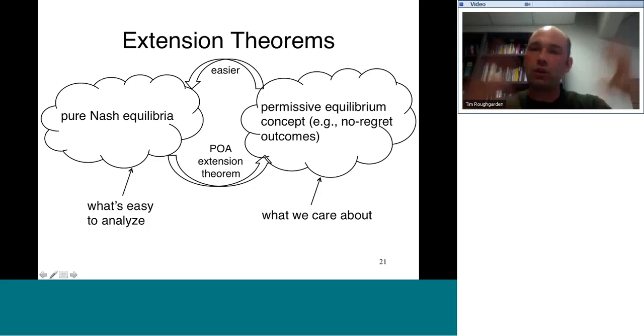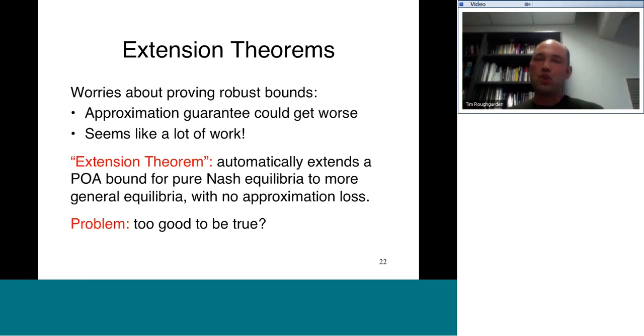That's sort of the analyst's dream. The reason it's a dream is because it obviates both of the reasons why trying to directly prove bounds about general equilibrium classes might be sort of a dispiriting activity. The first reason is just a lot more work as an analyst than for pure Nash equilibria. The second reason is you're sort of worried that, as we said, you enlarge the set of equilibria, maybe your approximation bound goes out the window.